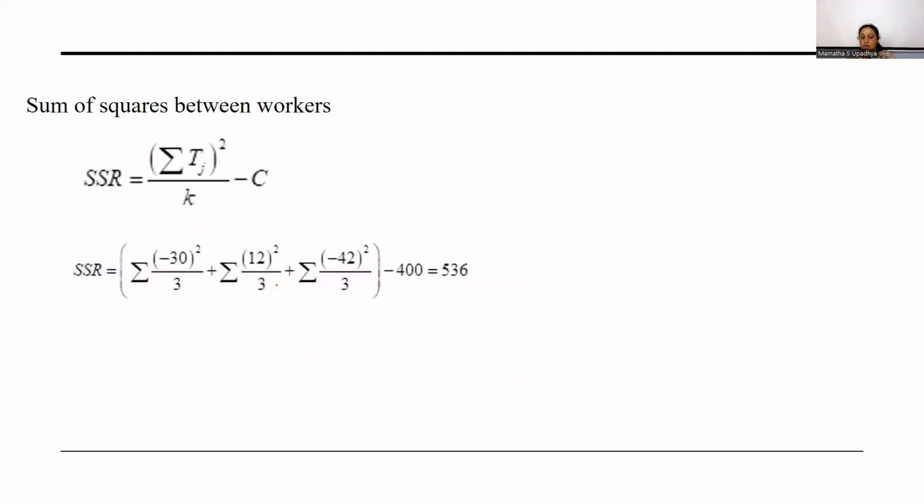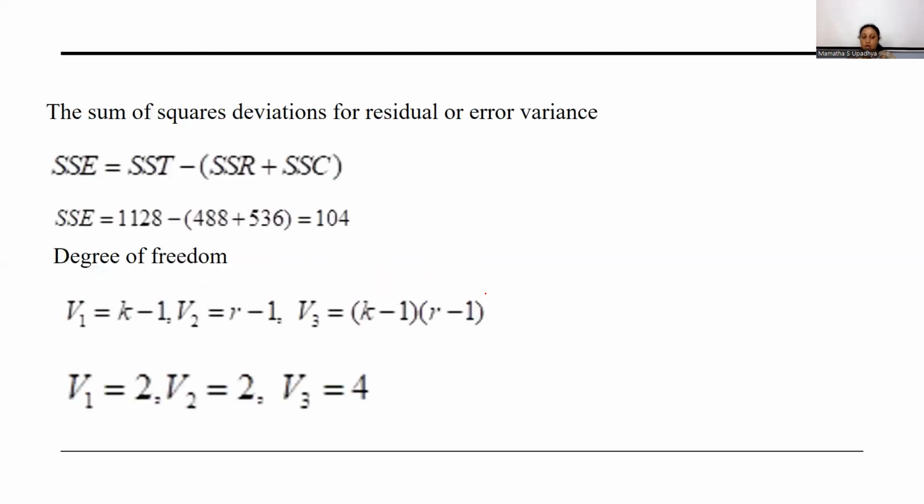Our K value is equal to 3, and minus C, the correction factor we have calculated in the previous steps, is equal to 400. So subtract that, and in total we get 536. So this is our SSR value.